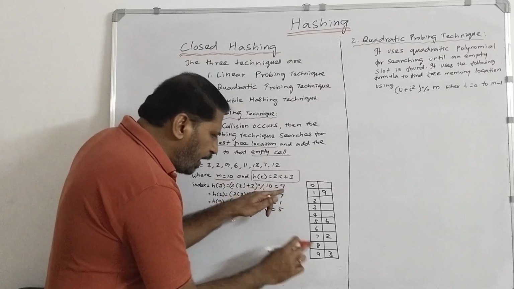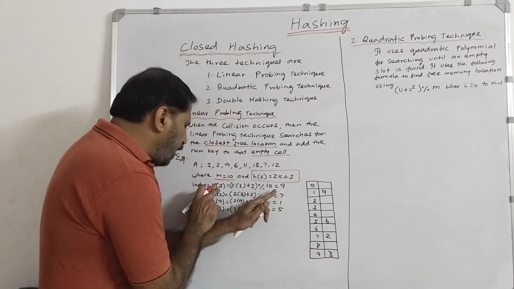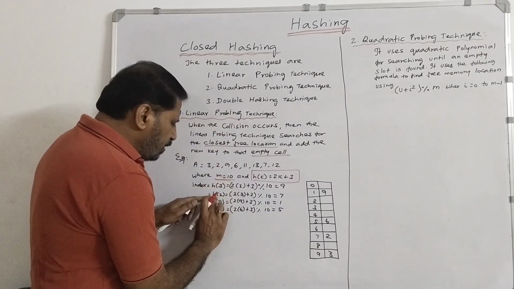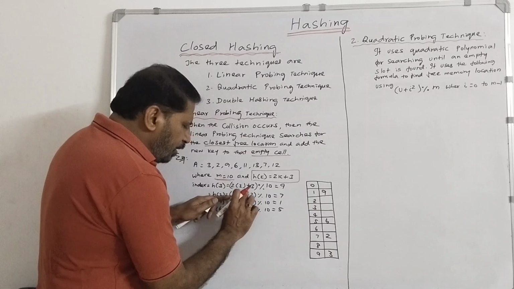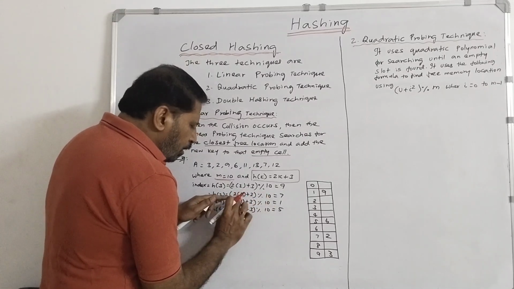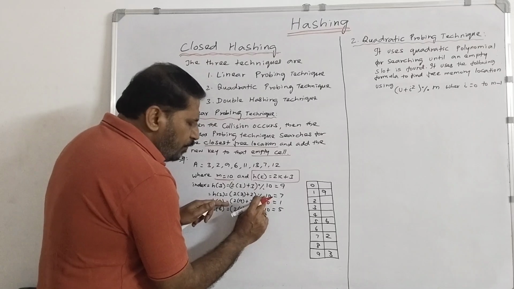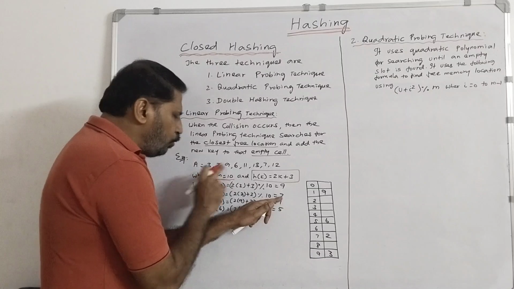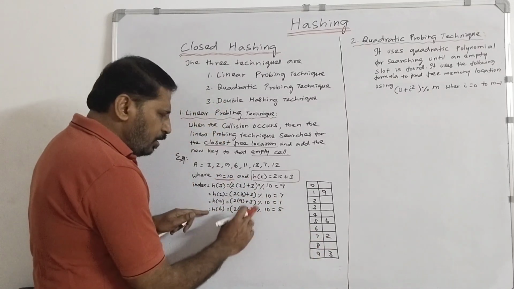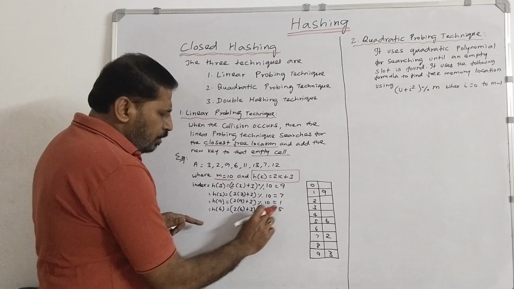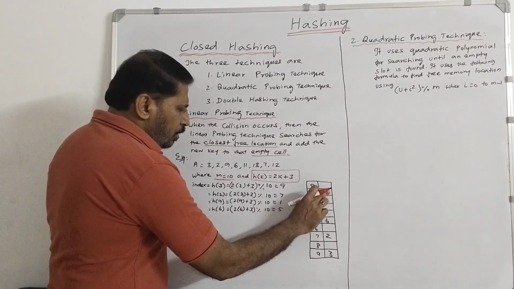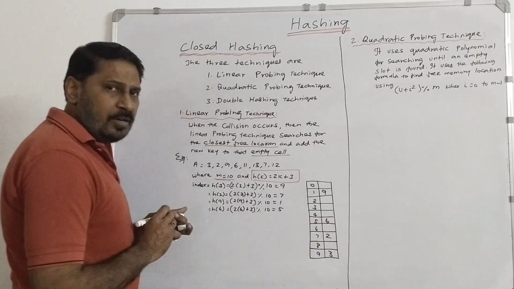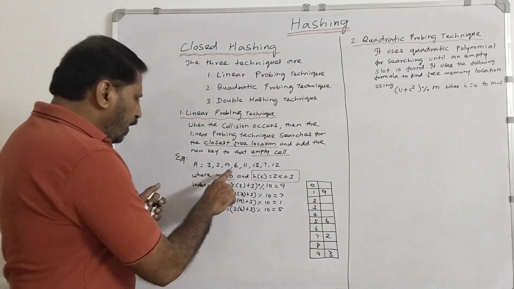So we go to the 9th location and store the key 3. The second one is 2. h(2) = (2 × 2 + 3) mod 10. 2 into 2 is 4, plus 3 is 7, and 7 mod 10 is 7. So we go to the 7th memory location and store the key 2 there. Likewise, h(9) gives memory location 1, so I store 9 there, and h(6) is 5, so we go to 5 and store 6 there. Now we are taking the next data.